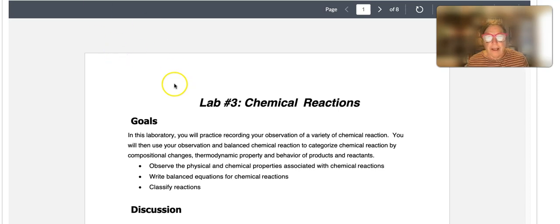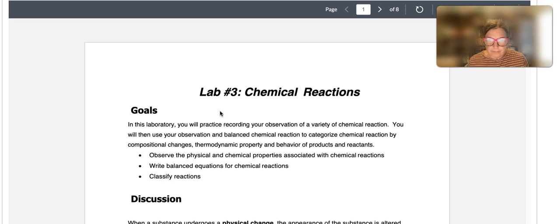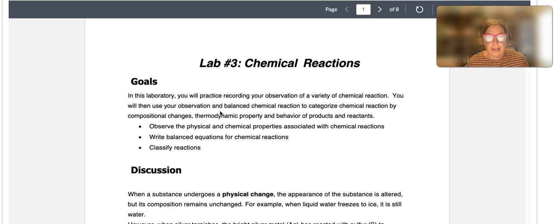And it's very similar to the lab we would have done in class, except you watch other people do the experiments and make your observations. So before you start the lab, go through the information at the beginning. The goals, you'll note, are to observe the physical and chemical properties. So observation is really important in this lab. Writing down clear observations and also balancing equations on classifying reactions.